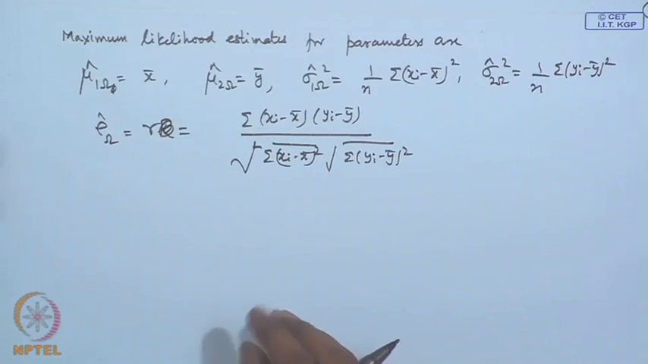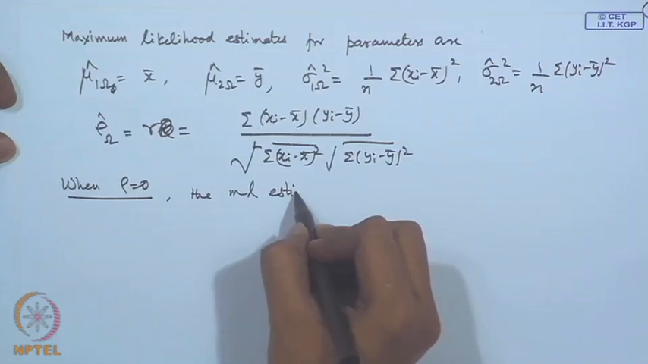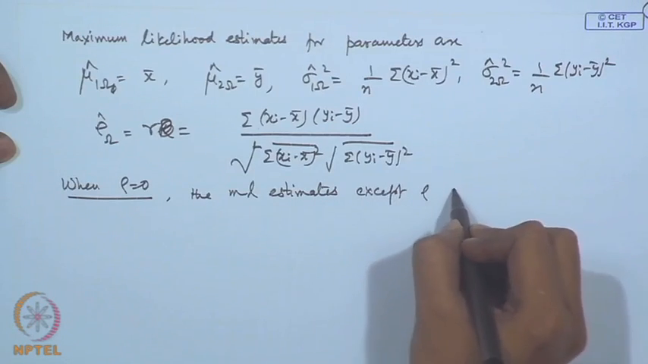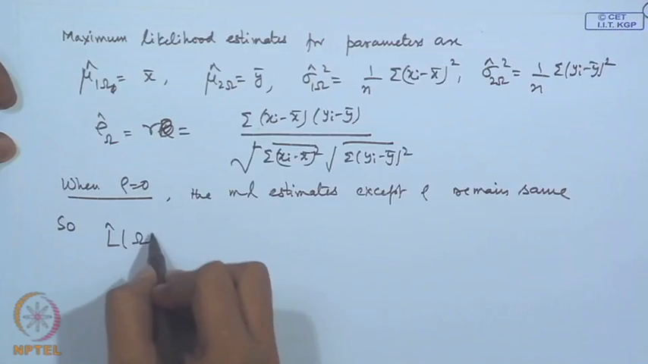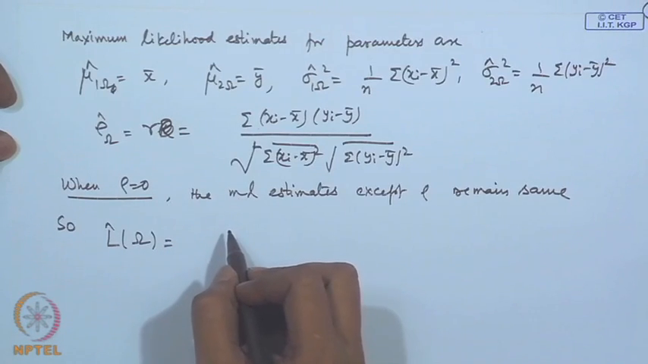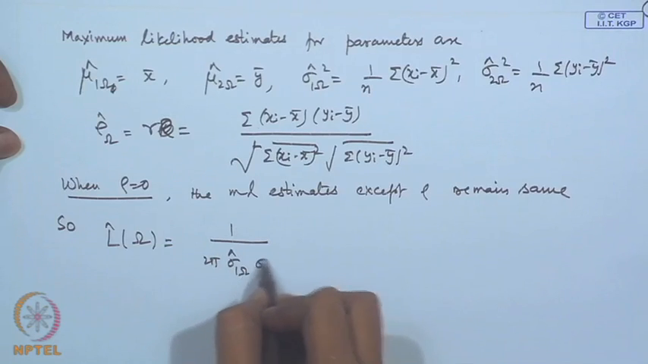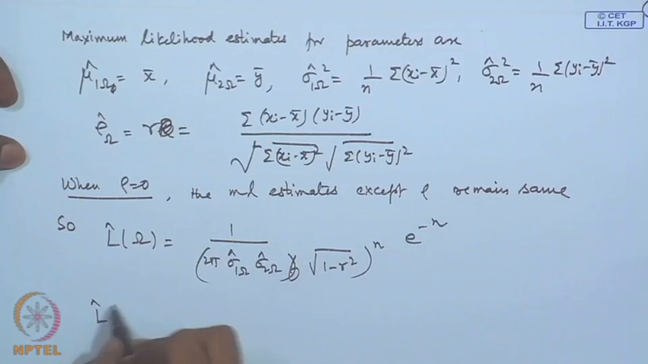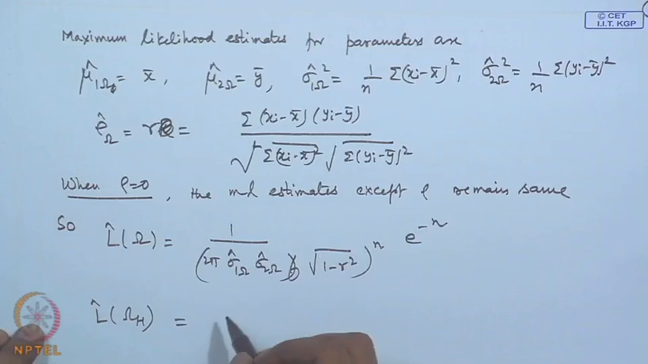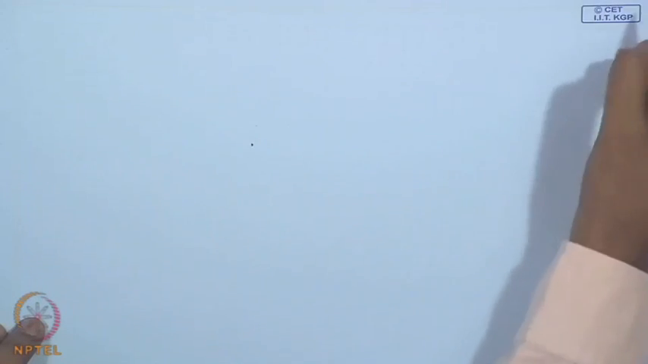Now, when rho is equal to 0, then the ML estimates except rho remain same. So, we get then L hat under omega, that is equal to (1 by 2 pi sigma 1 hat under omega sigma 2 hat under omega square root of 1 minus r square) whole to the power n, e to the power minus n. And in L hat under omega h, except this term, all other things will be same. So, it will become equal to (1 by 2 pi sigma 1 hat under omega sigma 2 hat under omega) to the power n, e to the power minus n.